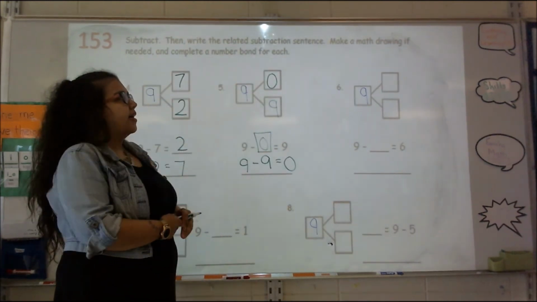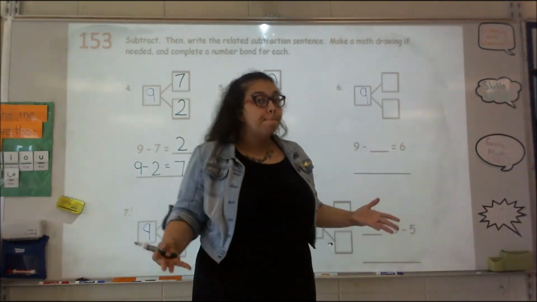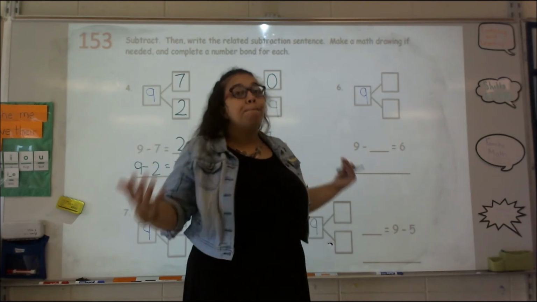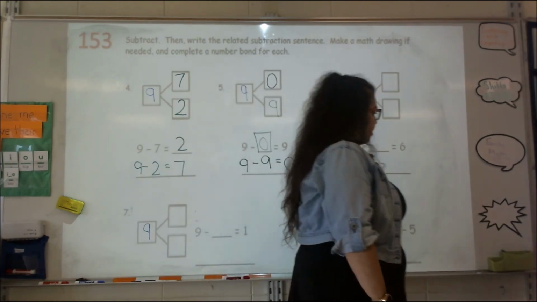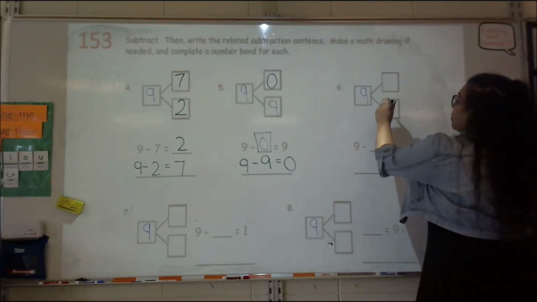All right, let's keep going. 9 minus blank is equal to 6. All right, so 6 is our known part, and we can put this in our number bond.